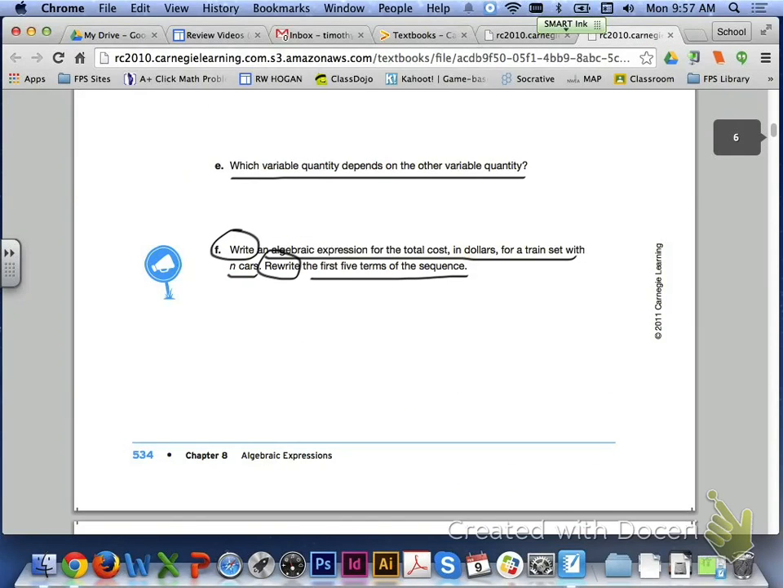Let's finish up the bottom of page 534 by answering letter E and letter F. Which variable quantity depends on the other variable quantity? And for letter F, write an algebraic expression for the total cost in dollars for a train set with n cars. And then it also tells us to rewrite the first 5 terms of the sequence. So go ahead and do letter E and letter F.